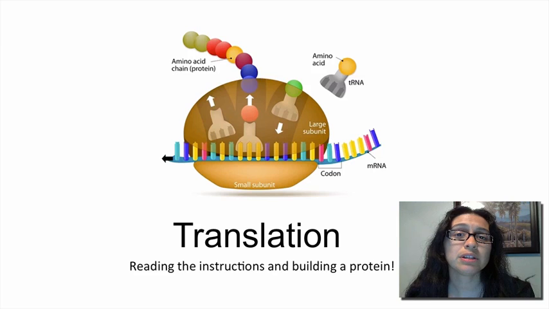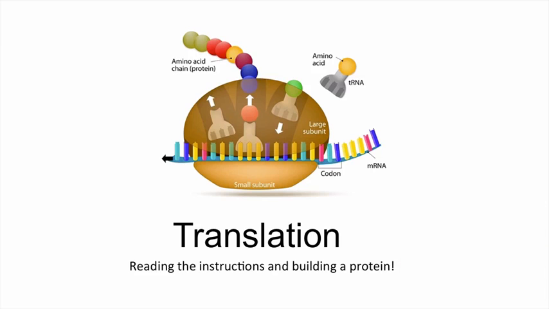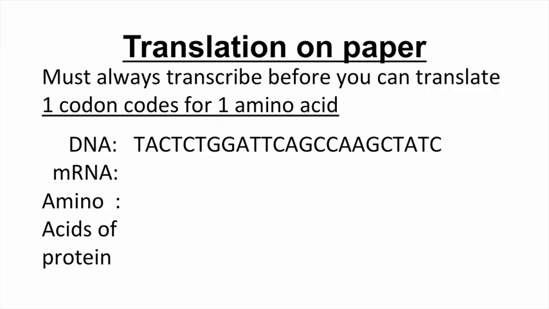So transcription is the first step of protein synthesis where you actually rewrite the DNA instructions into mRNA, and then the second step is translation, and that's what we're going to review here. Alright, so translation on paper is really easy. You can't do translation though until transcription has been done.